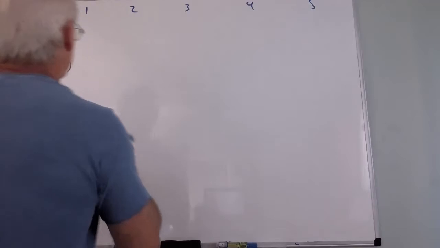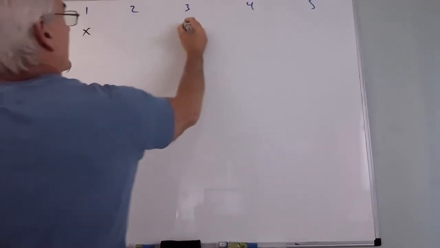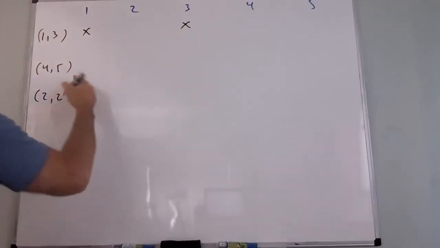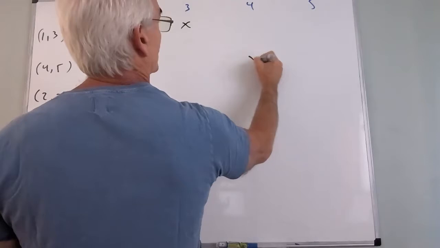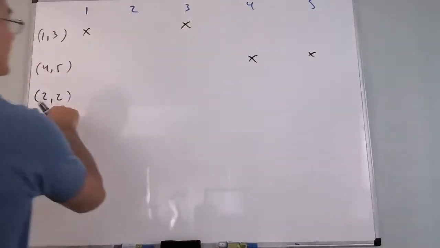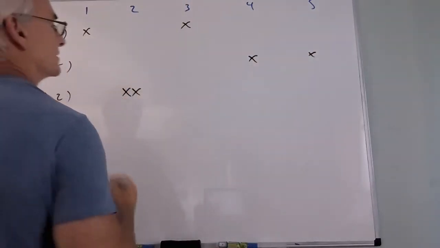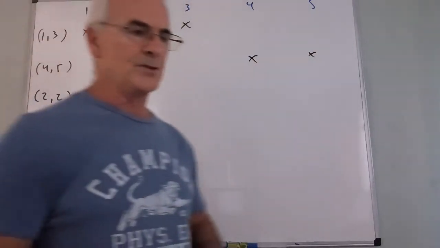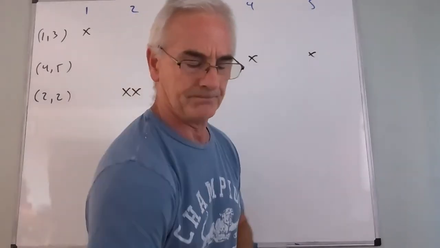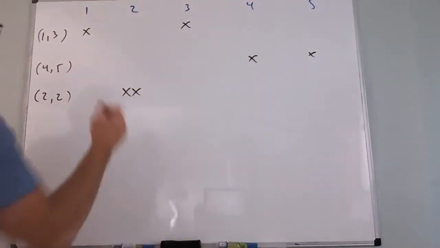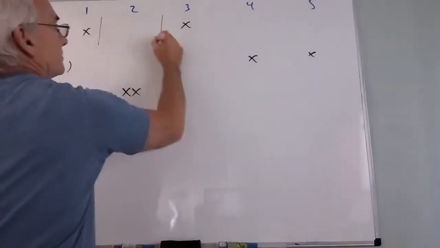Well, what I'm going to do is say, okay, I picked this guy and I picked this guy. Here I picked this guy and I picked this guy. Here I picked this guy twice. So what I have to do is now create a partition between the categories.